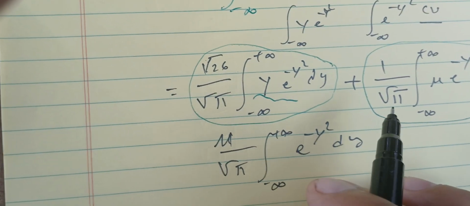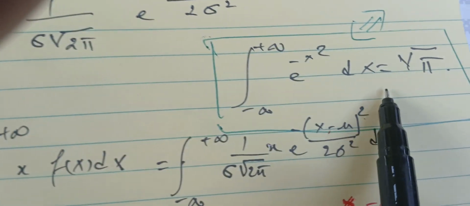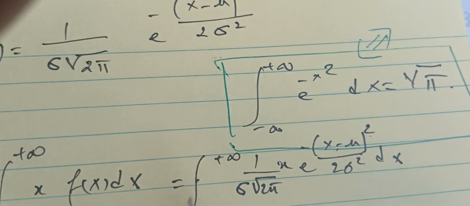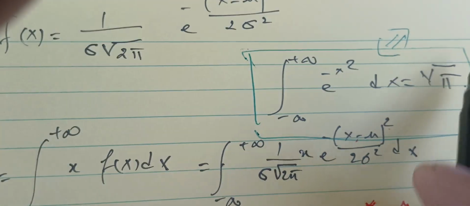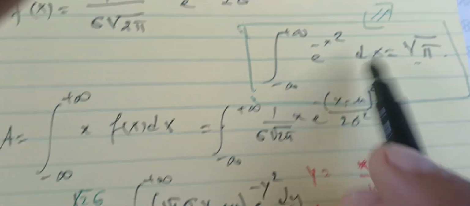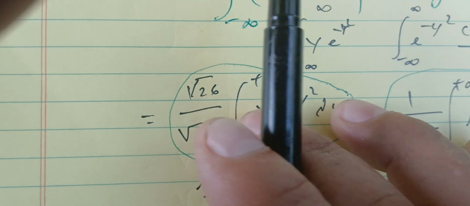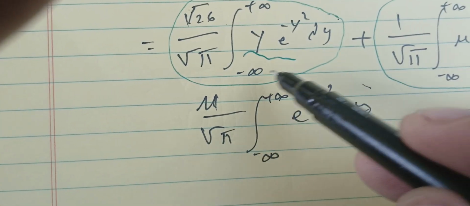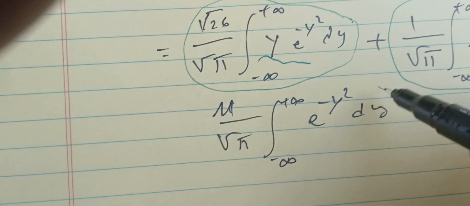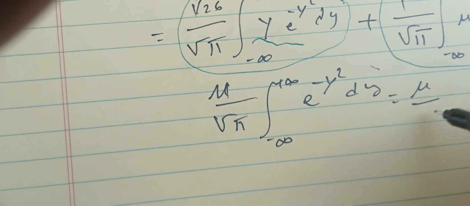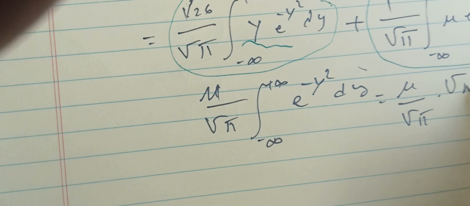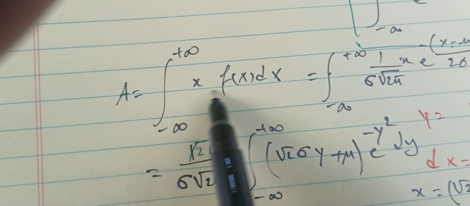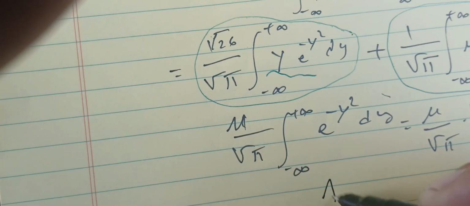I have one more step to conclude, which is using the fact that the integral between minus infinity and plus infinity of e to minus x squared dx is square root of pi. Here, the only difference is that instead of x, I have y. And therefore, this is square root of pi. So once I do that, I have mu over square root of pi times the square root of pi. And therefore, I have a that I started with, which is the mean. a is equal to mu.